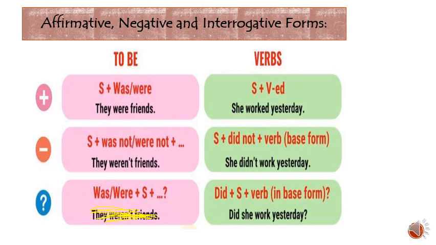They were friends. They weren't friends. Were they friends? So where is the verb in this sentence? The verb in this sentence is were. It's a verb to be, but it's the main verb in the sentence. So when we have verb to be, this is the way we change the sentences into negative, interrogative, and affirmative. Now we move to the second type when we have an action verb in the sentence, like she worked yesterday.